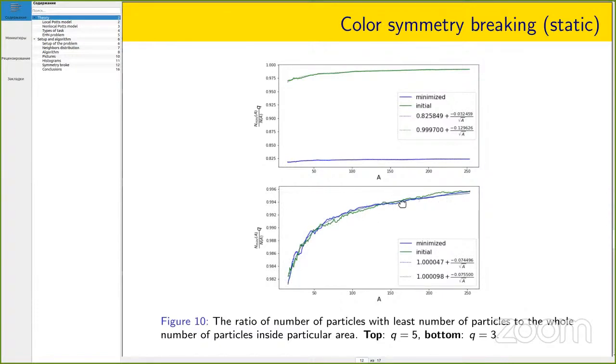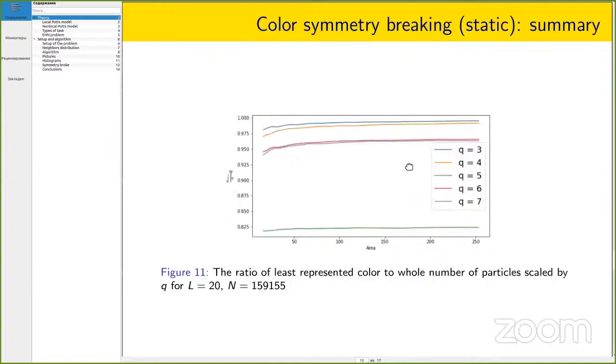In order to investigate it a little bit more, sorry, one more slide. This is the summary picture of this effect, and we see that this symmetry breaking occurs even for 4 colors, but to a much lesser extent than for 5 colors. For 5 colors, it's profound.